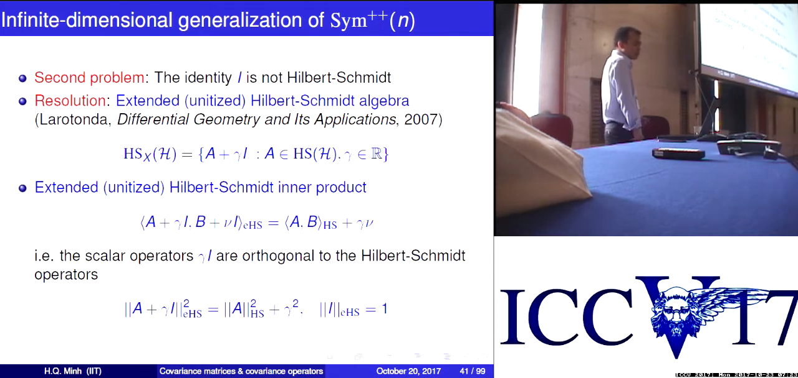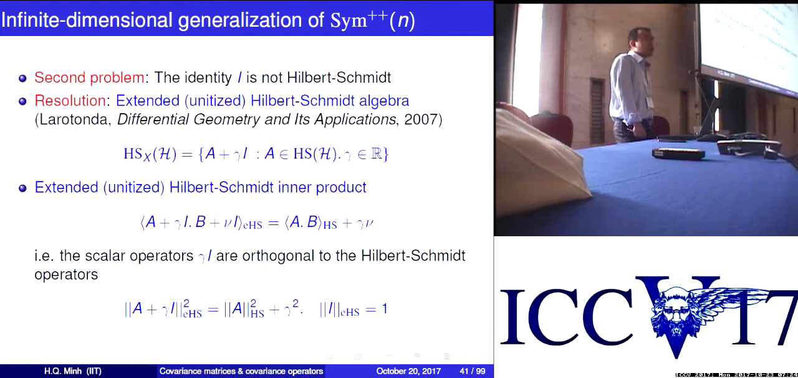Here they define the scalar operators I to be orthogonal to the Hilbert-Schmidt operators, so that we can define that inner product. So the inner product of nu I with A is equal to 0. If we define it in this form, then the extended norm of A plus gamma I is the square root of the Hilbert-Schmidt norm squared of A plus gamma squared. So when A is equal to 0, the extended Hilbert-Schmidt norm squared of gamma I is equal to 1.